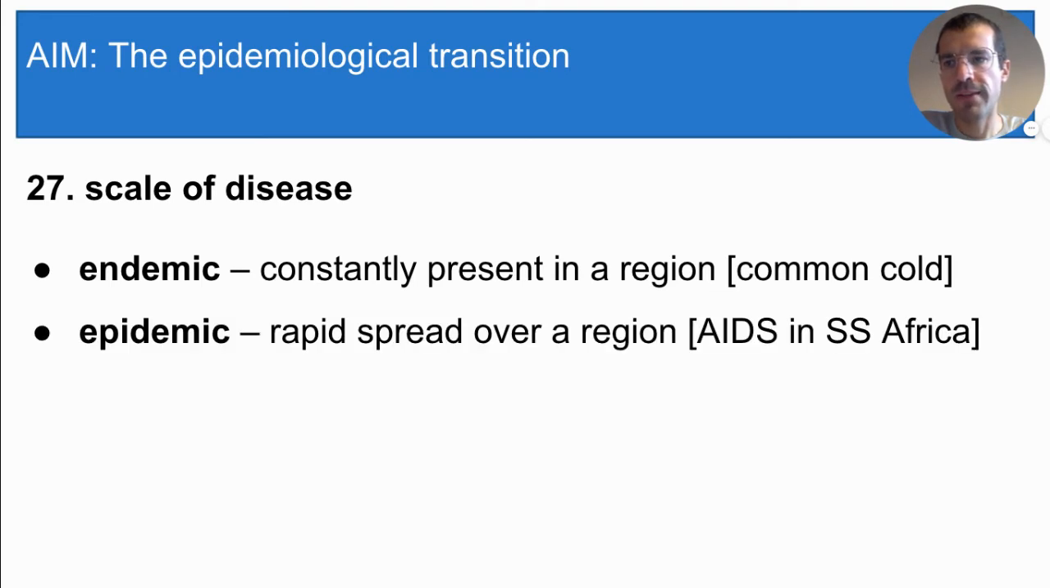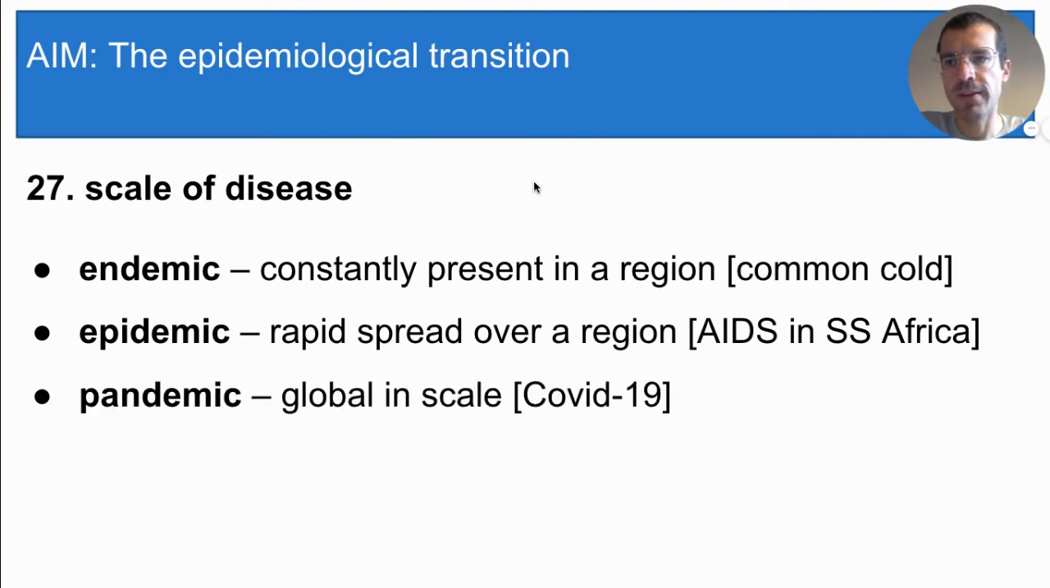Epidemic means that a disease spreads rapidly in a region. There is currently an AIDS epidemic in sub-Saharan Africa because HIV/AIDS has spread rapidly in that region over the past 30 years. Finally, pandemic means that a disease has spread over the entire globe. A good example is COVID-19, which is now present in every single country on Earth, and that's why we refer to it as the COVID-19 pandemic.